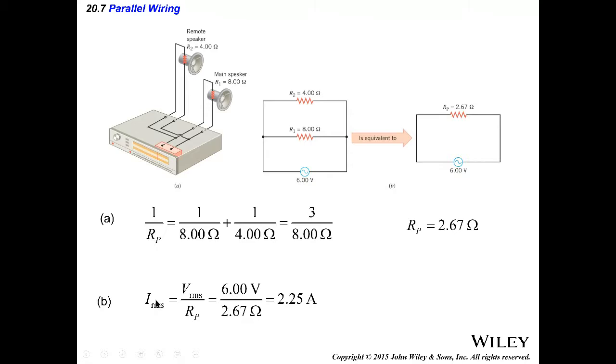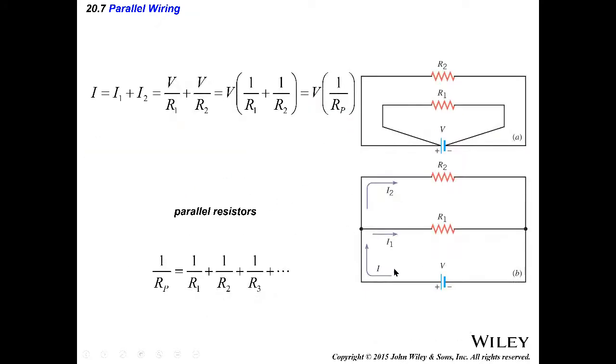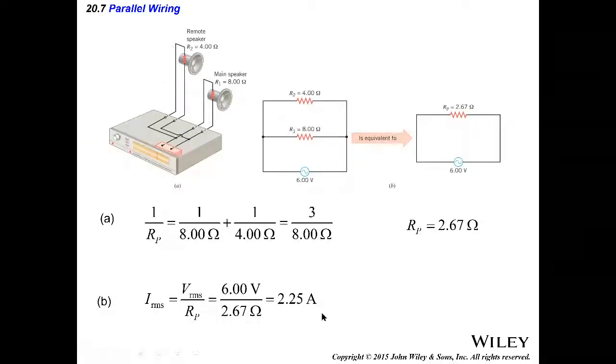And if that's the case, you can now figure out the current that flows. Well, it is 6 volts divided by the equivalent resistance of about 3, so the actual current I that flows to supply my two speakers is 2.25 amps.